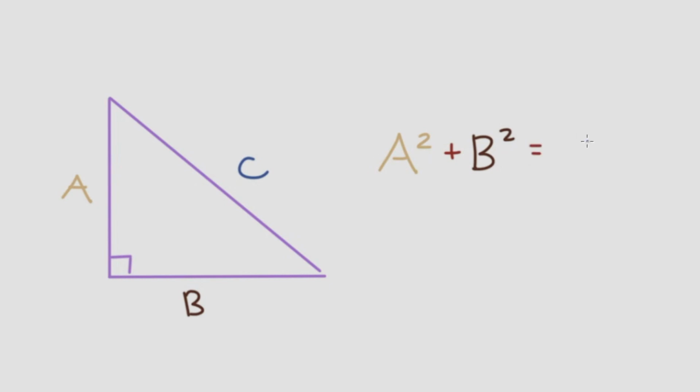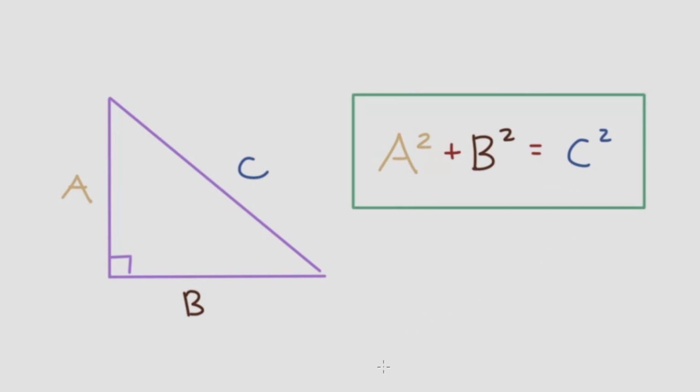So put another way, if I squared each of the two legs of this right triangle, so each of the two shorter sides, and I added the two squares together, I would always get the square of the hypotenuse. A squared plus B squared is equal to C squared. This is a very, very important equation that you'll see again and again. It's also something that's really good to memorize. Let's dive into what exactly this means in practice.